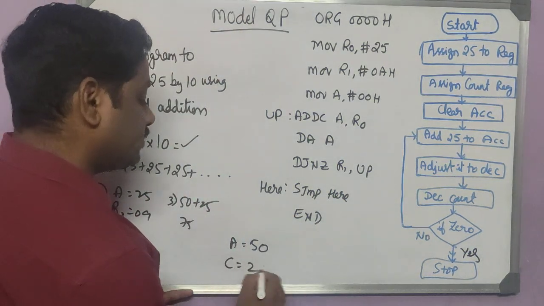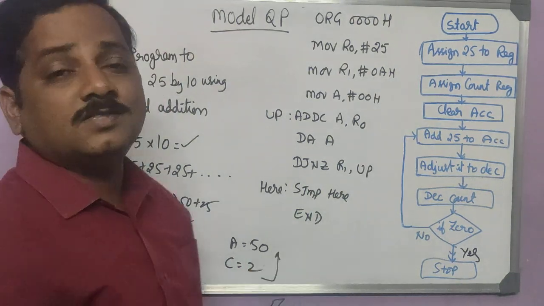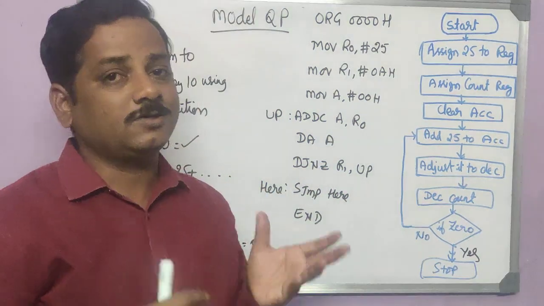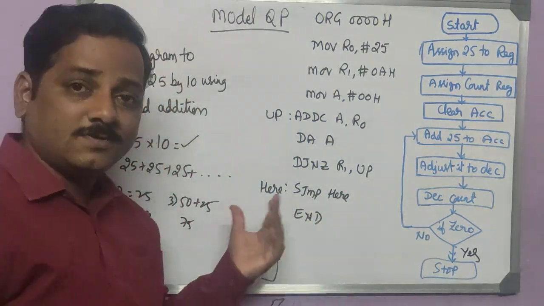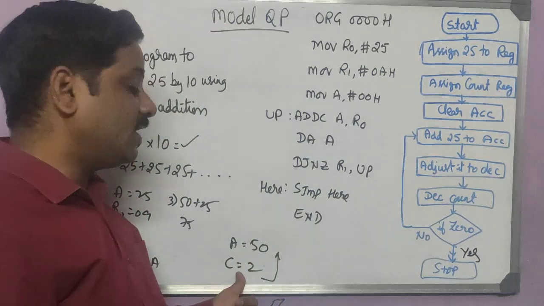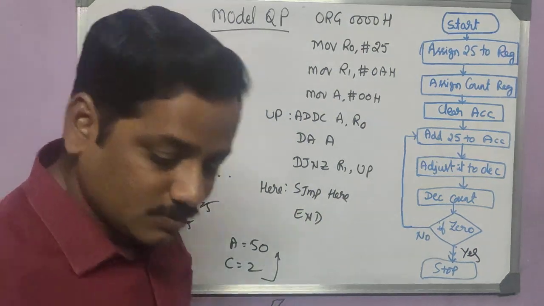But in carry you will get 2. So you should read it like this: carry with accumulator, then the result will be 250. If not, if you want to store it somewhere, you can store it. Because we know after summation, after adding this, the accumulator will have 50 in it, whereas 2 will be there in carry. Right? So how can you store it?